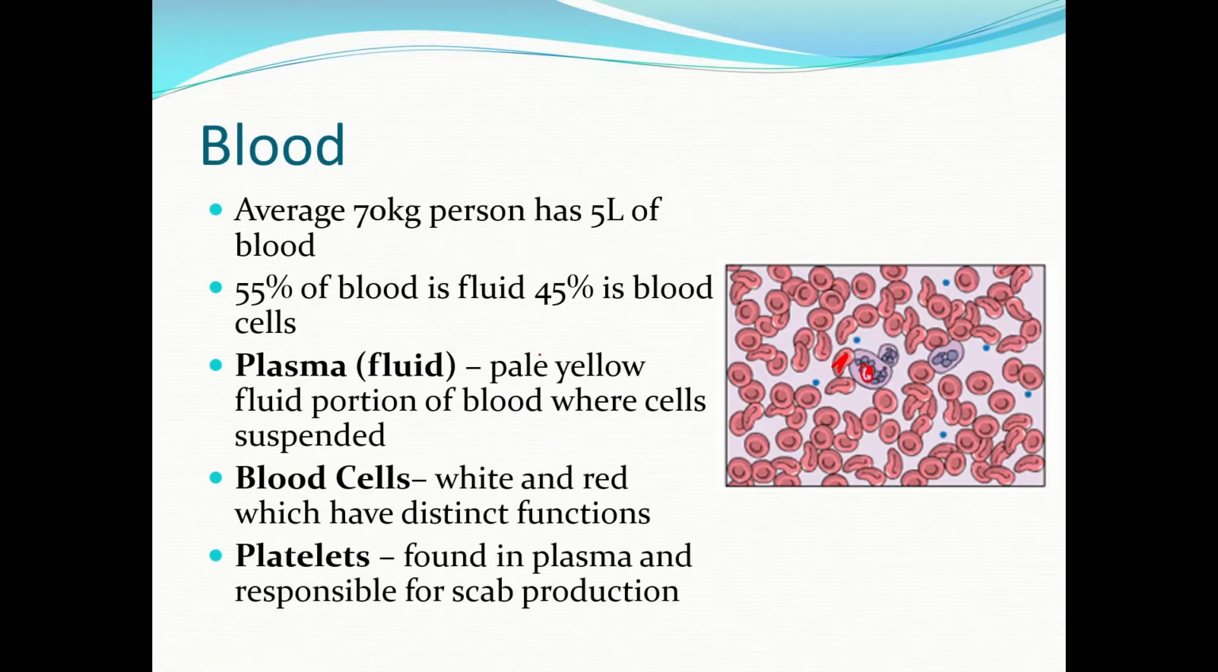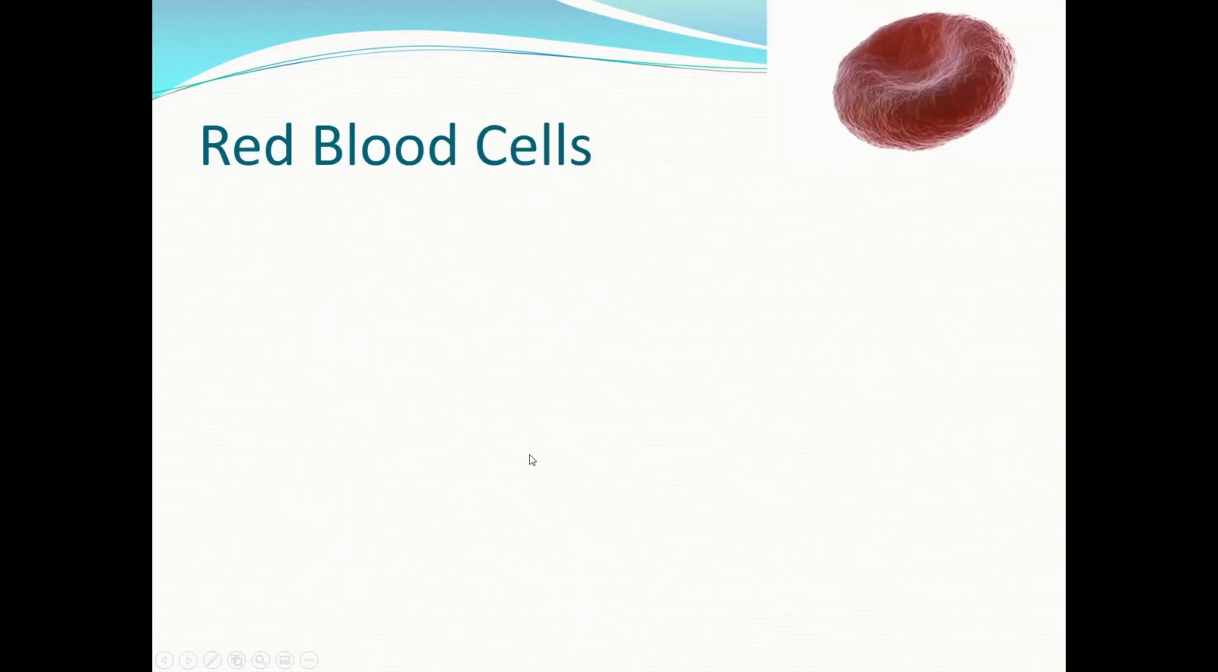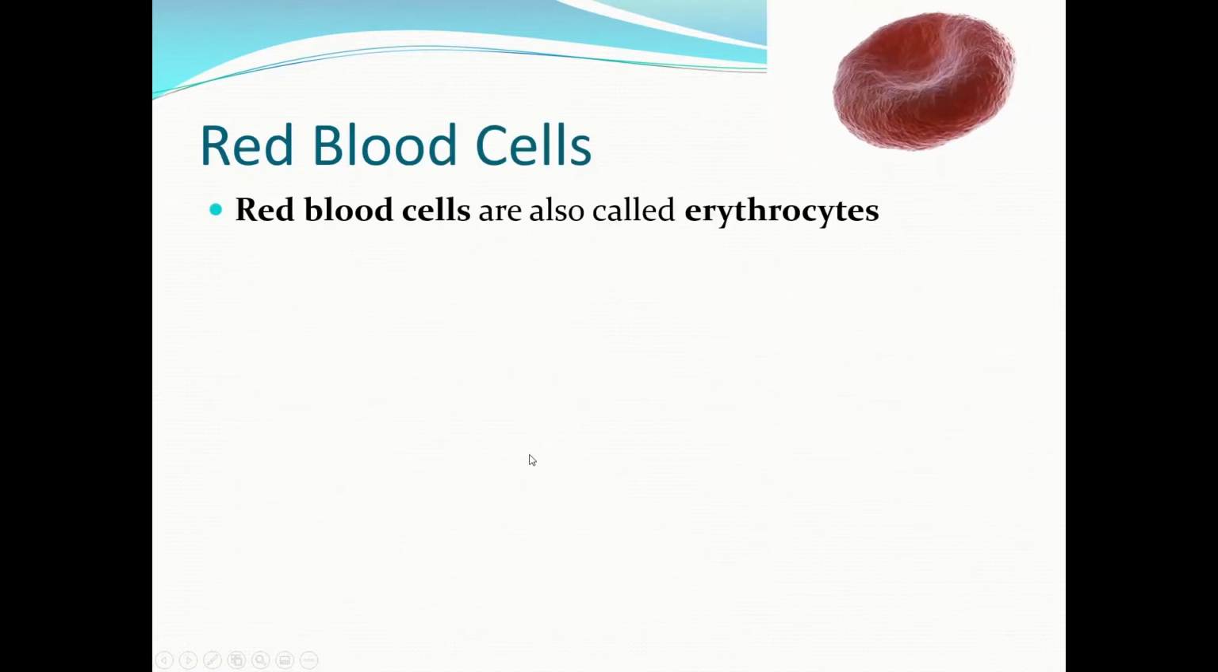And then these little tiny guys right here are platelets, and they make up less than 1%. And they're responsible for clotting. So we're going to talk about each of these individually. So we'll talk about red blood cells first. So red blood cells are also called erythrocytes. They make up 99% of blood cells, right?